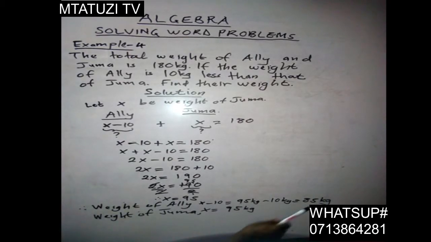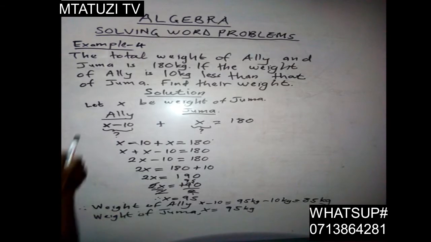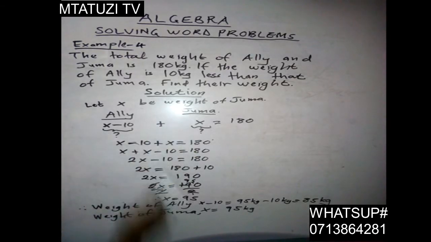Haya jumlisha sasa hivi. 5 jumlisha 5 unapata ngapi? 5 jumlisha 5 unapata 10. Hii na hii 17 na ile 18. Kwa hiyo imekuja kabisa. Kwa hiyo huu ndio ulikuwa mfano wetu wa mwisho. Cha msingi cha kuzingatia wakati unasolve ni kuwa makini kuelewa swali linasemaje, linataka nini. Na ukishaelewa ndivyo utakavyoweza kuformulate equation na kuendelea kama kawaida.